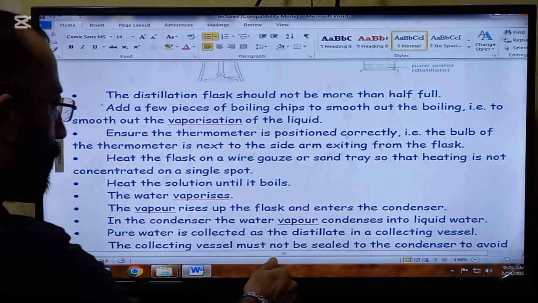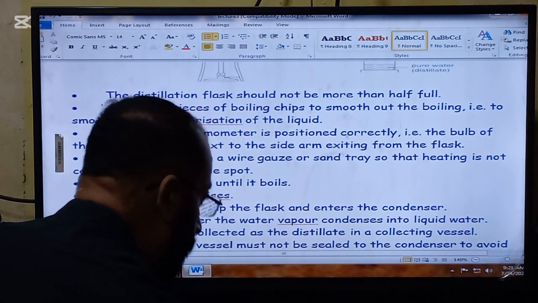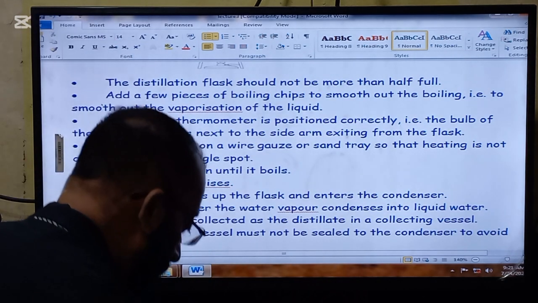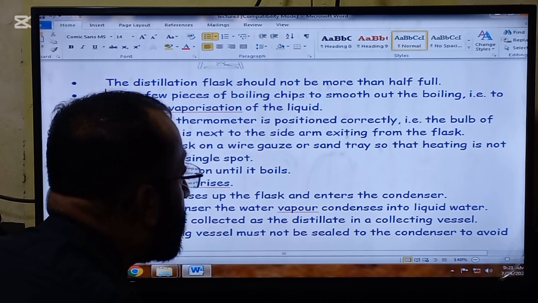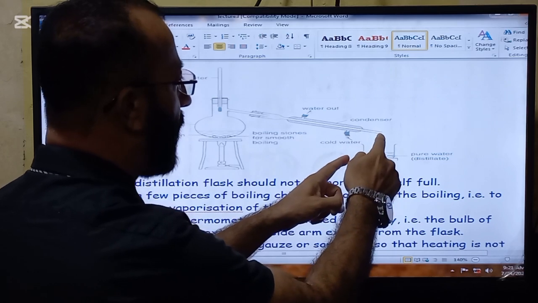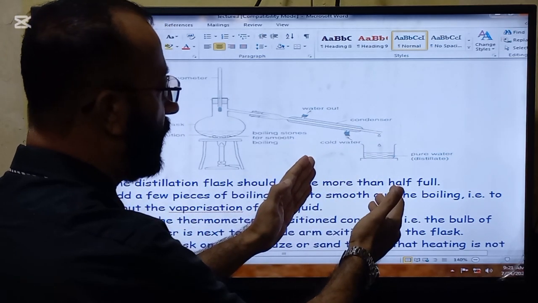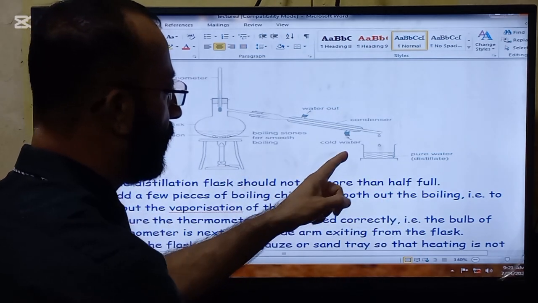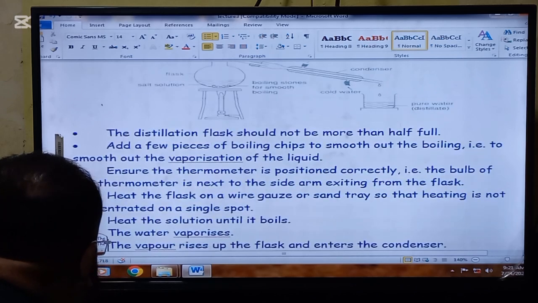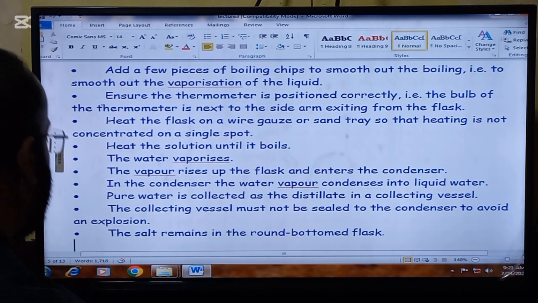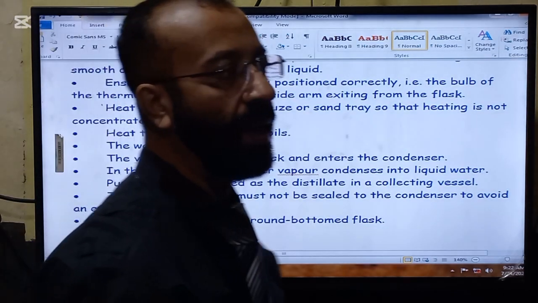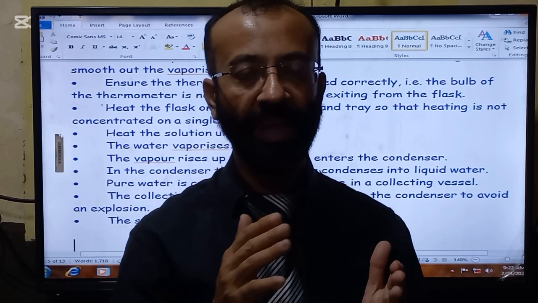The collecting vessel must not be sealed to the condenser to avoid an explosion. This is a very important point: here is the collecting vessel, and it should not be packed tightly with the condenser, otherwise there is a danger that an explosion will take place. So the collecting vessel should be separated from the condenser. This is a precautionary measure. Okay, the salt remains in the round bottom flask. So this is how we have obtained the pure water from the salt water.